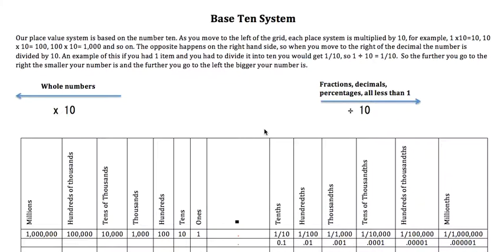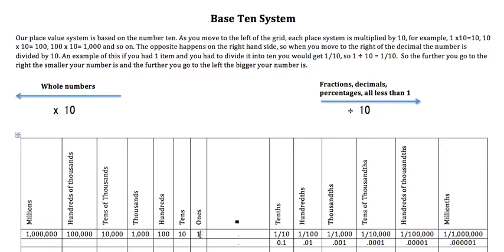In this math video, we're going to be learning about the base 10 system, or as you may know it, our place value system. So our place value system is based on the number 10. And basically, as you move to the left of the grid, what happens is each number is multiplied by 10.